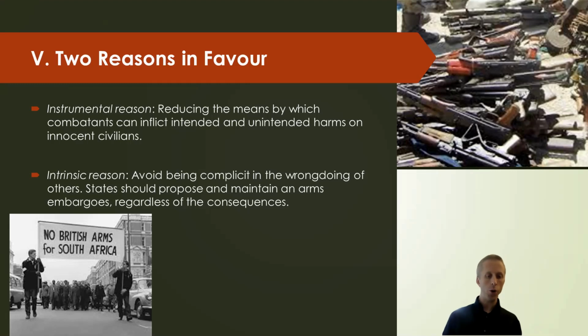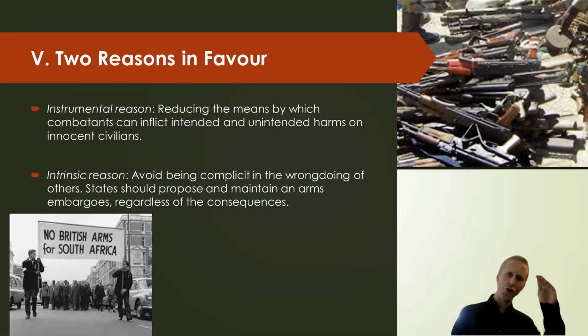So, for instance, the UK should not sell arms to Saudi Arabia or transfer arms that might be used for unjust killing. Instead, it should propose and maintain arms embargoes, independent of the question of the consequences for doing so. The intrinsic reason here is that you should maintain an arms embargo, not simply because it's going to reduce the suffering of the population, but because you, the state, should not be involved in the harms of others. You should not be complicit in the harms of others.